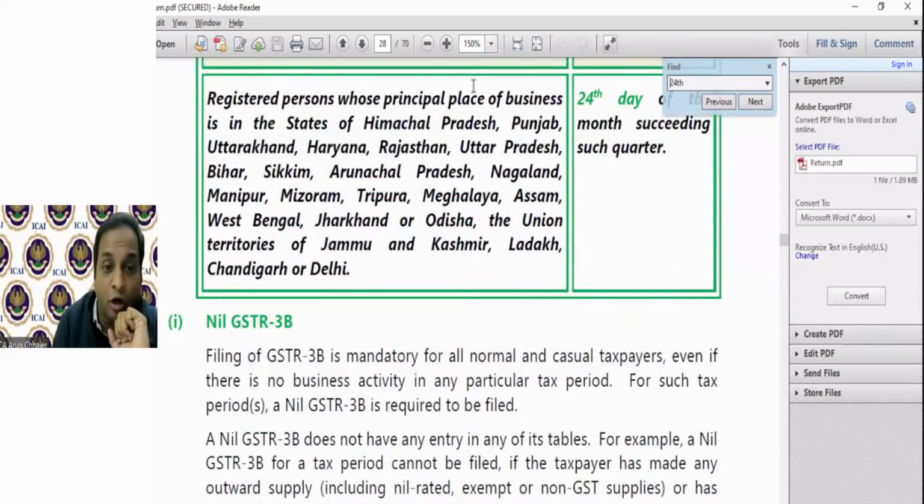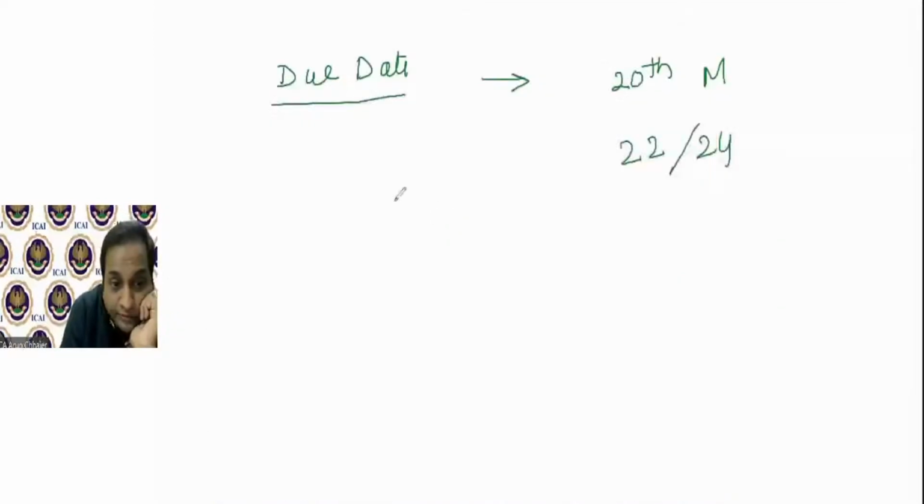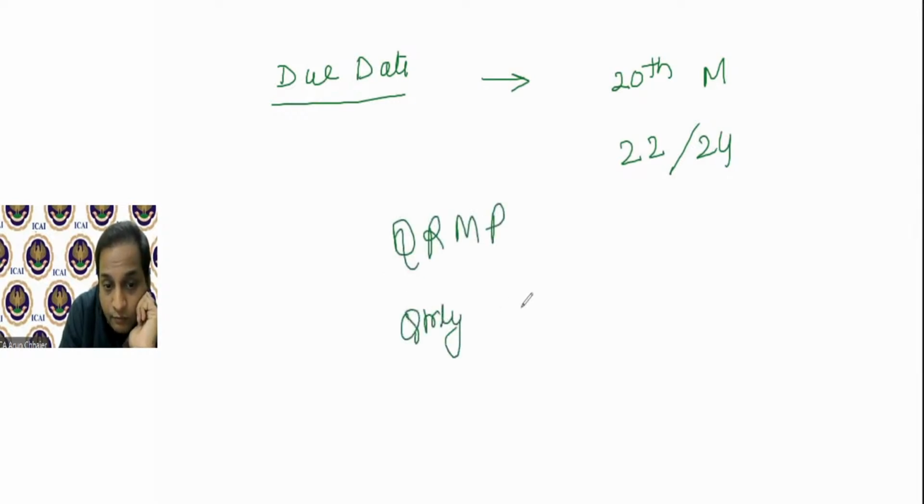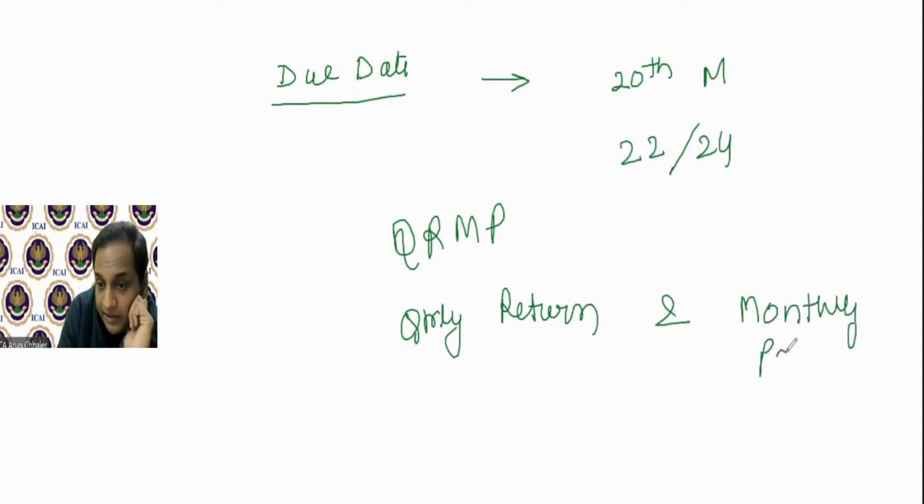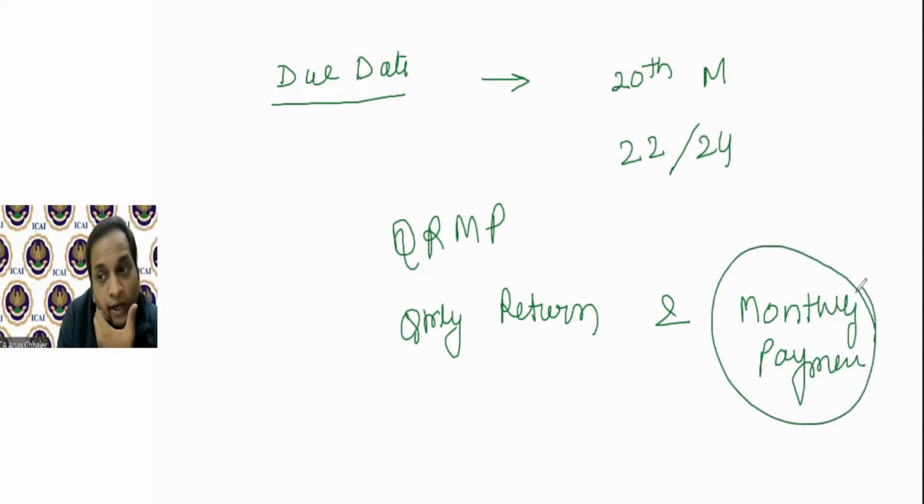One more important point. What is the full form of QRMP? Quarterly return and monthly payment. In case of the QRMP, the due date for the GSTR 3B after the end of the quarter would be 22 or 24. In case of the monthly GSTR 3B, the due date would be 20.